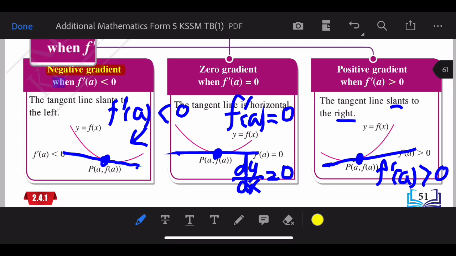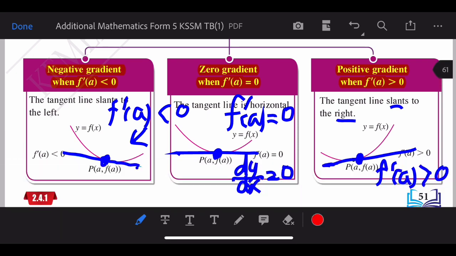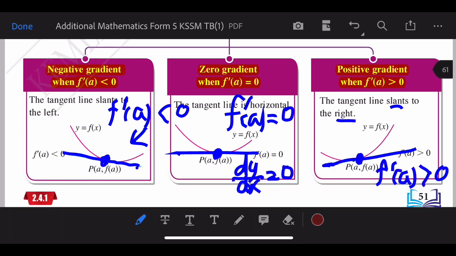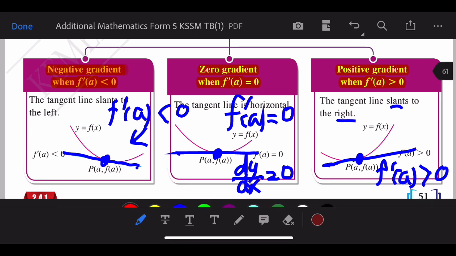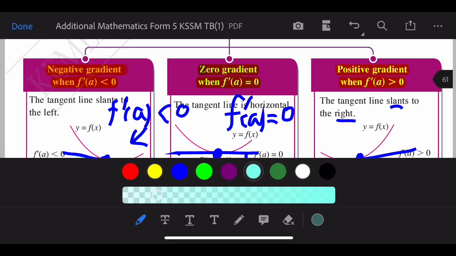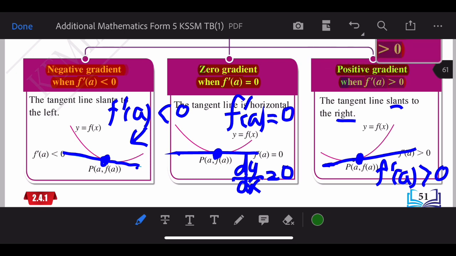I highlight to you: negative gradient, dy/dx will be less than 0. Zero gradient, dy/dx will be equal to 0. Positive gradient, dy/dx will be more than 0. Again, if it is negative, normally it's red color, negative gradient less than 0. If it is 0, gradient 0, dy/dx will be equal to 0. If it is positive gradient, dy/dx will be more than 0.